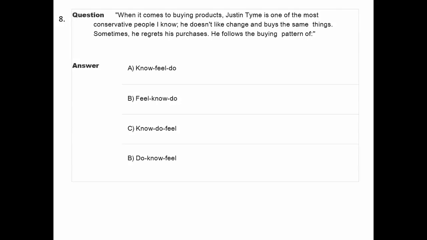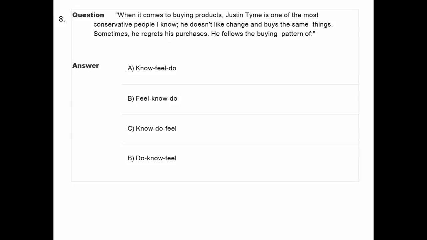When it comes to buying products, Justin is one of the most conservative people I know. He doesn't like change and buys the same things. Sometimes he regrets his purchases. He follows the buying pattern of, and this is again directly off the slides. The key thing is there's a lot of slides you have to look through to look some of this stuff up, and so hopefully you've written some kind of notes to indicate what sections are which, so if you do need to look it up, you can look it up quickly.